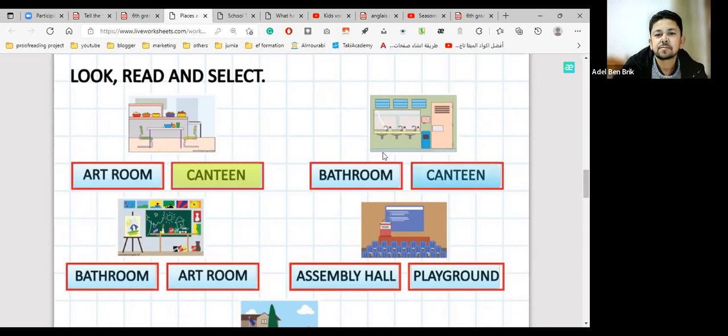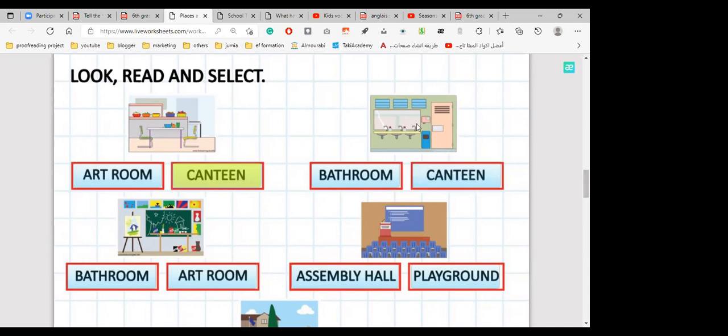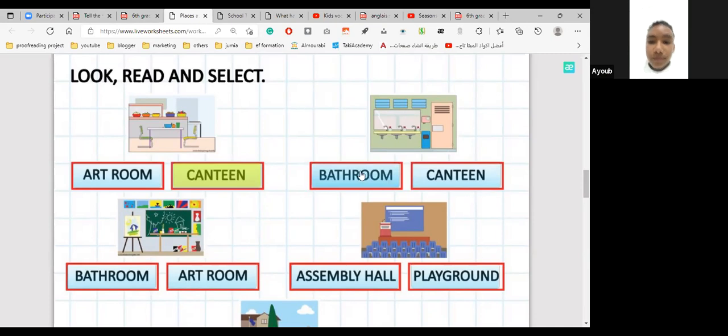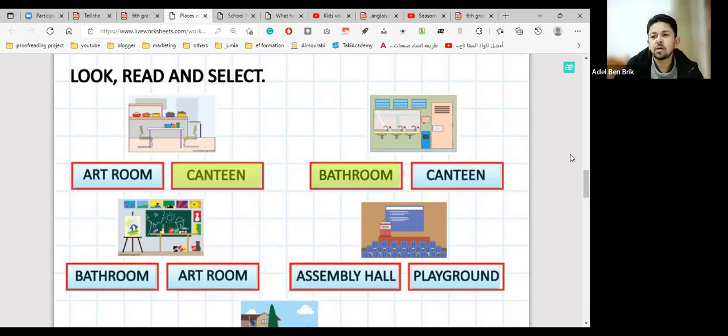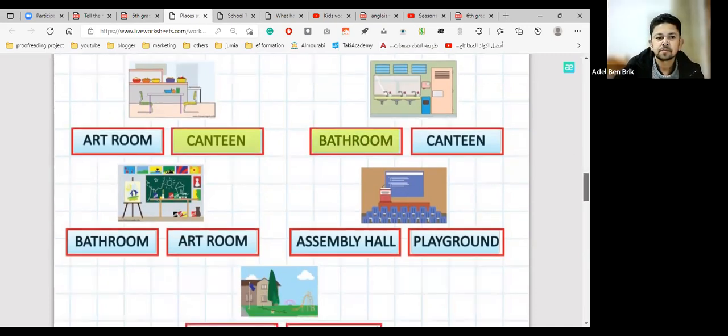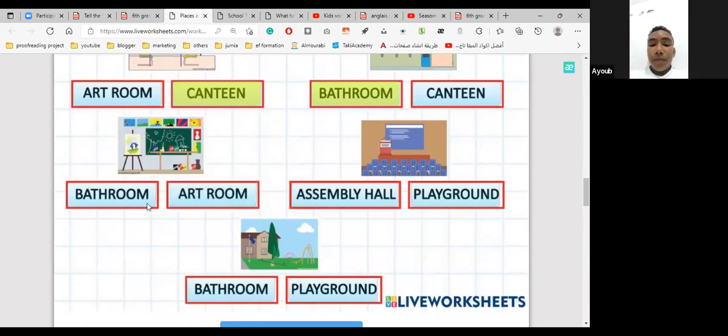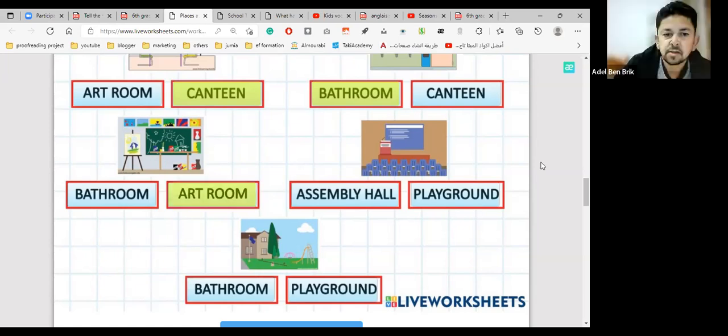Yes. Number two, is it a bathroom or a canteen? Bathroom. Okay. It is a bathroom. Next one. Here we have the picture. The art room or the bathroom? Art room. This is the art room. Okay, very good. The art room.